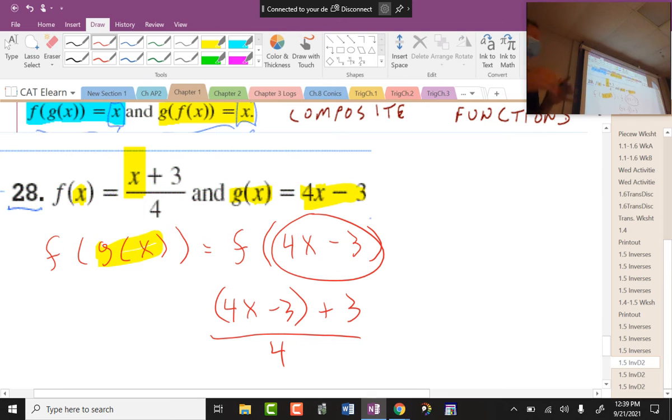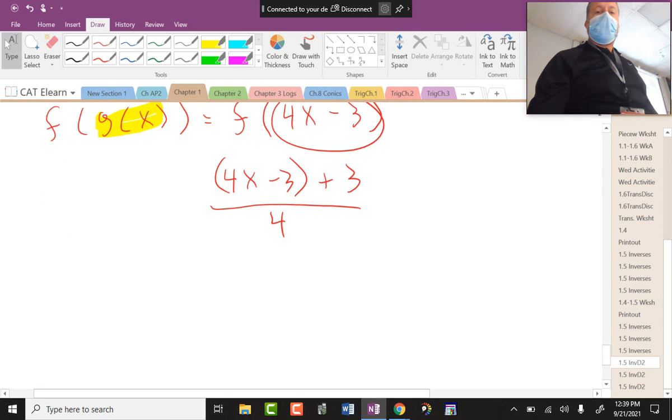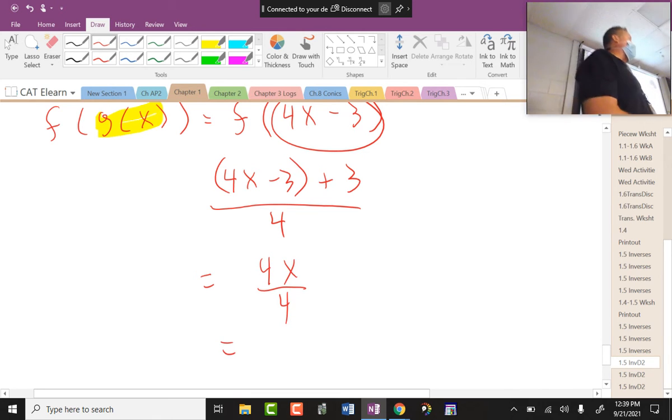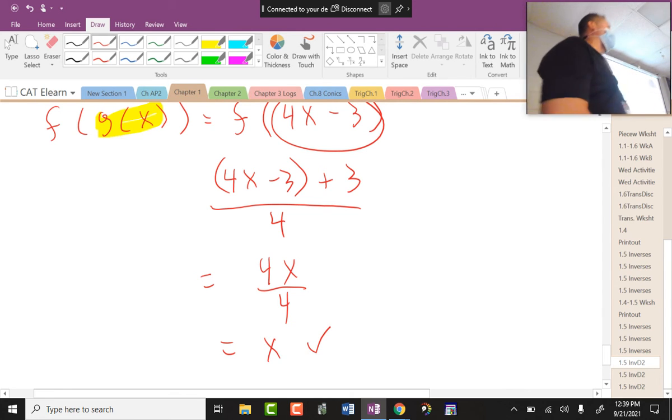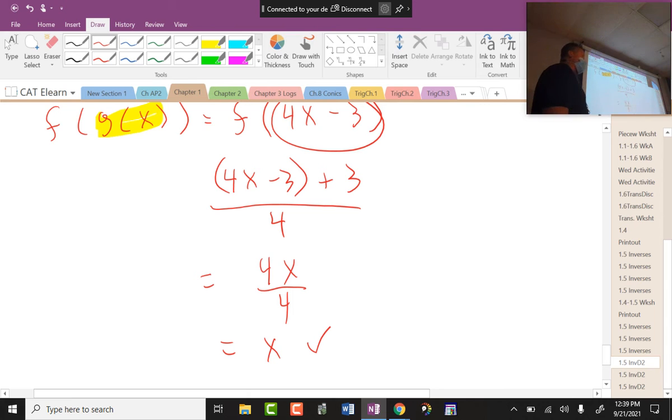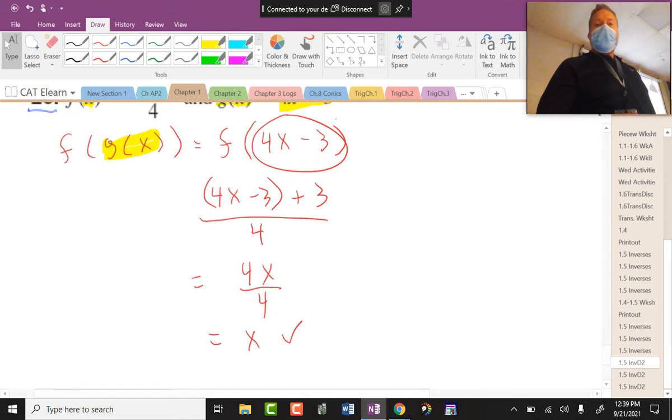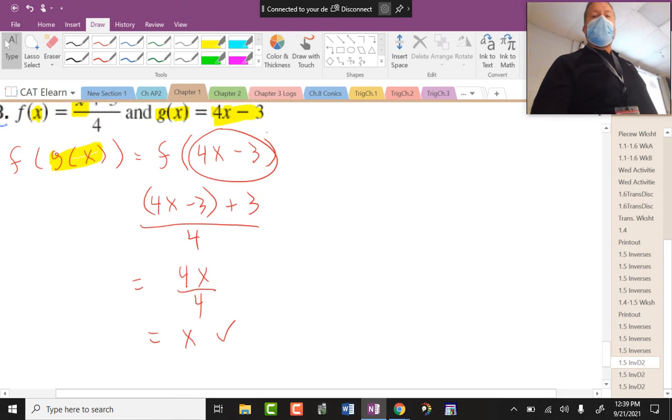By the way, what's 4x minus 3 plus 3? What happens with minus 3 plus 3? They cancel. And what's 4x over 4? What's 4 over 4? 1. So guess what? You put a check, 1, 2, 3, and you move on. That was not very hard. Then you have to go to proving g of f of x equals x and go through that process.